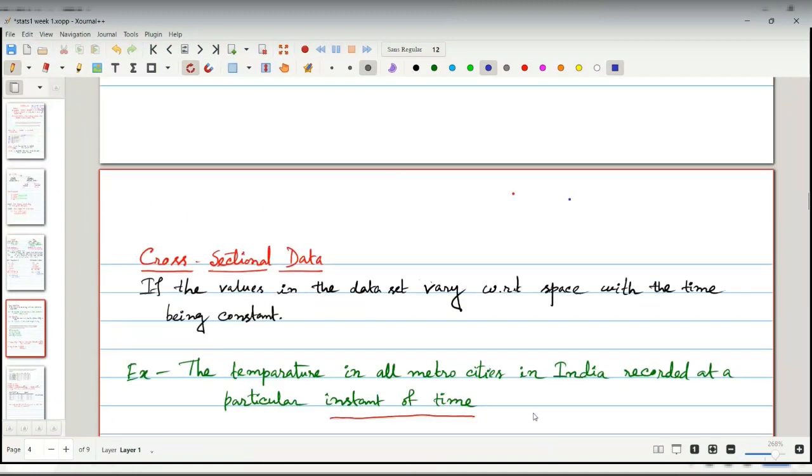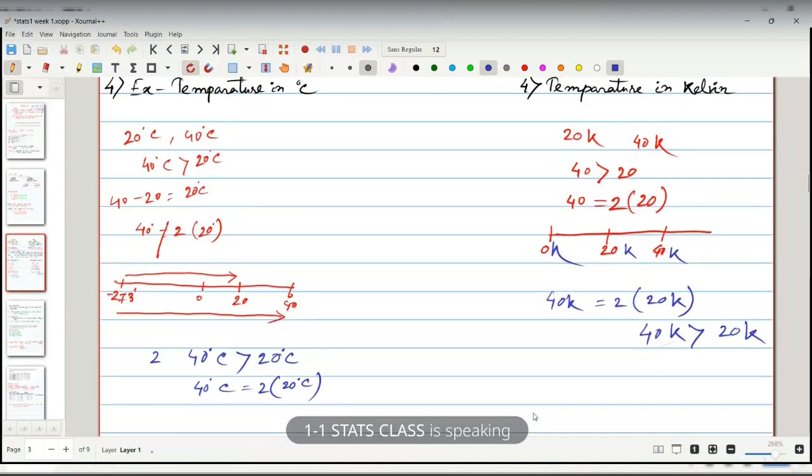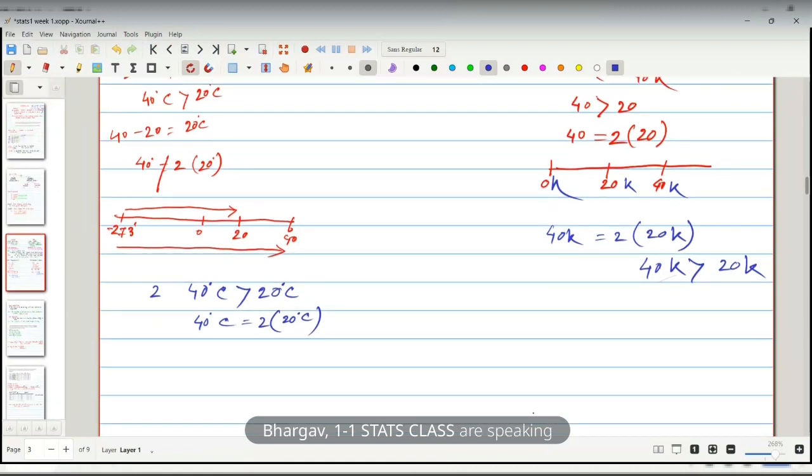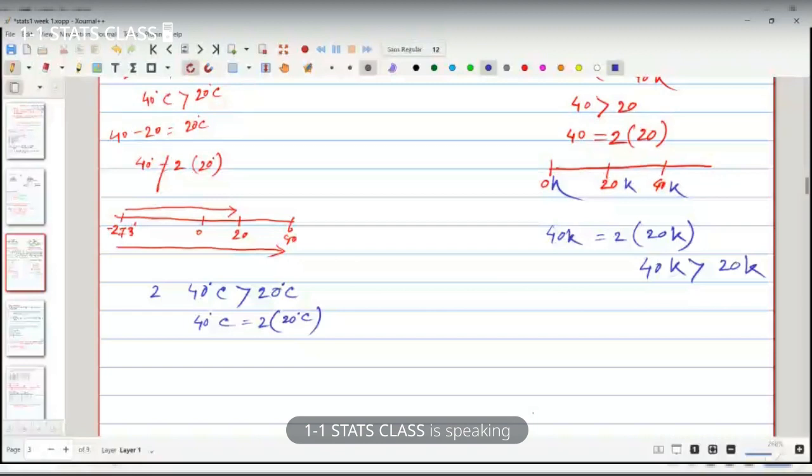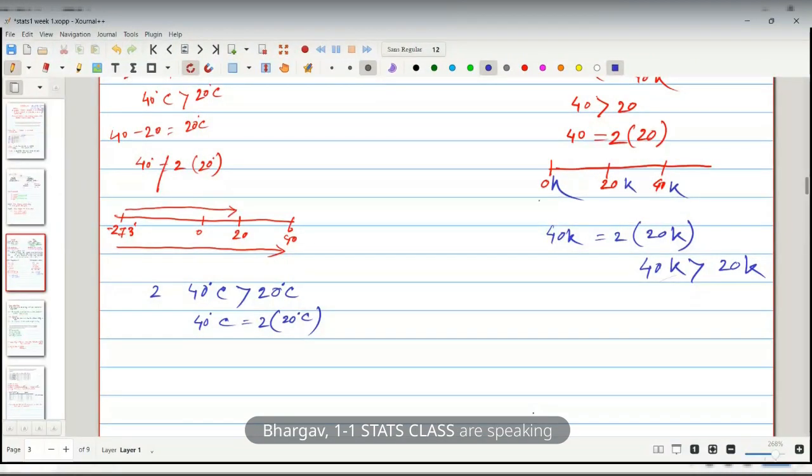Why is 40 degrees not twice of 20 degrees, right? Here the minimum temperature in degrees Celsius is minus 273 degrees Celsius. So we can't say that the amount of heat we need to get 40 degrees Celsius is twice the heat for 20 degrees Celsius, because there is no absolute zero. Here 0 is the minimum, so we can say 40 Kelvin is twice of 20 Kelvin.